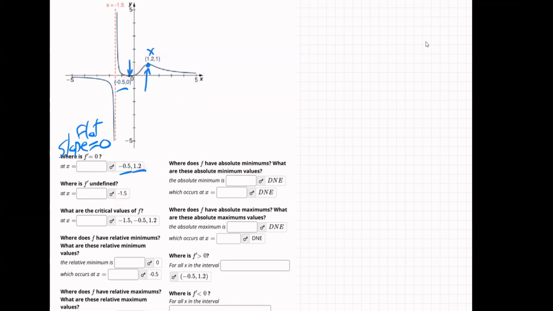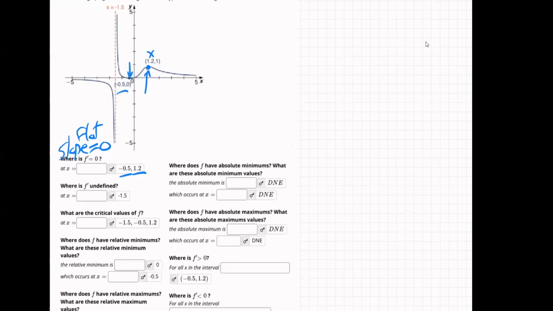And where is f prime undefined? And what does that mean? That means it's vertical. So remember, f prime, again, is slope. So that means the slope is positive or negative infinity, meaning it's vertical, straight up, straight down. That's when the slope is undefined. Where does that ever happen? Yeah, right here. See, it's going up, up, up, and down, down, down. What is that? Well, this is -1. You might wonder how I know. Well, it's telling me this point is -0.5, so this must be -1. This must be -2. You can see -3, -4, there's -5, right? So it's at -1.5, isn't it? So it's vertical at -1.5.